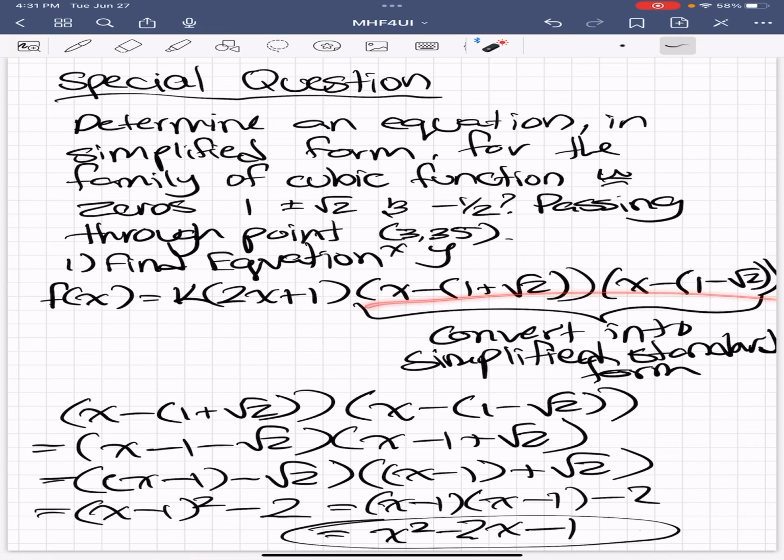Instead of looking at something that's really hard to understand or something that you may not quite get, we convert into simplified standard form so we can get the entire cubic function. It's just something that you'll have to practice, and I hope that I explained it well enough for you to understand.